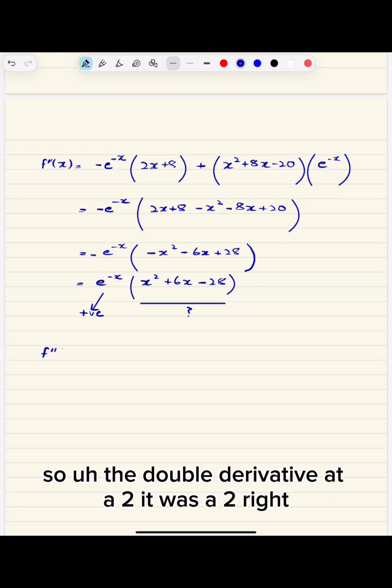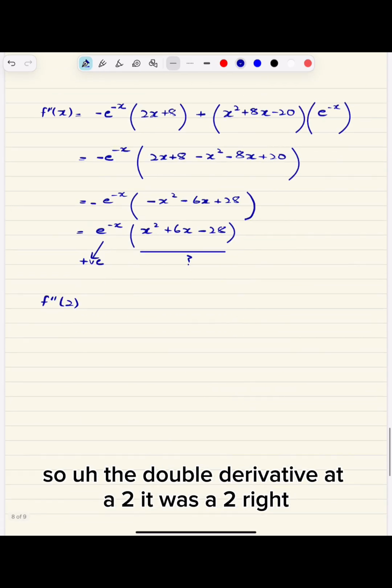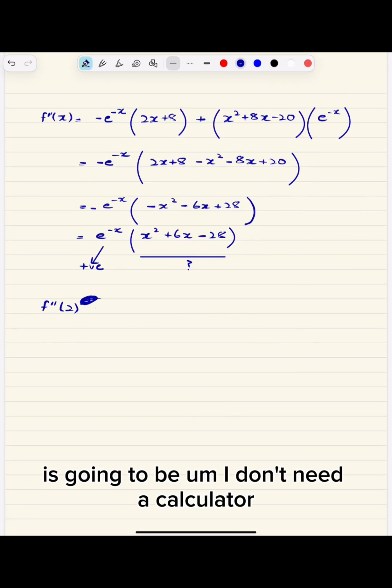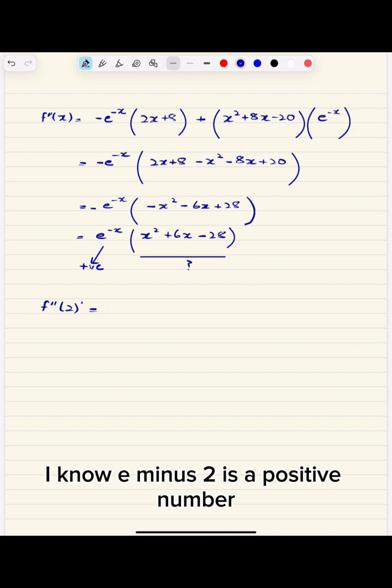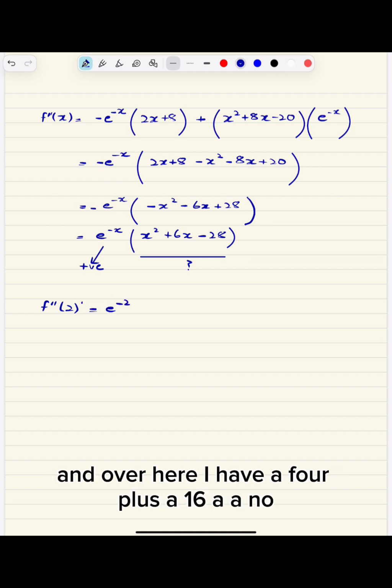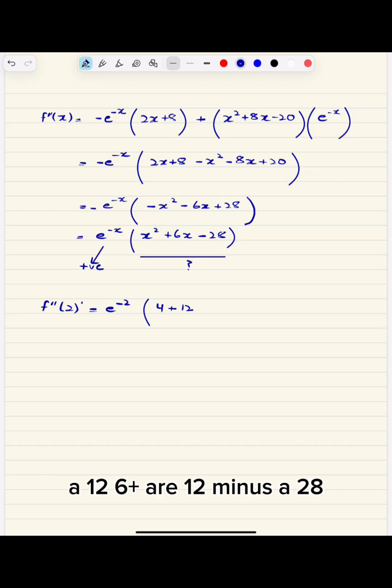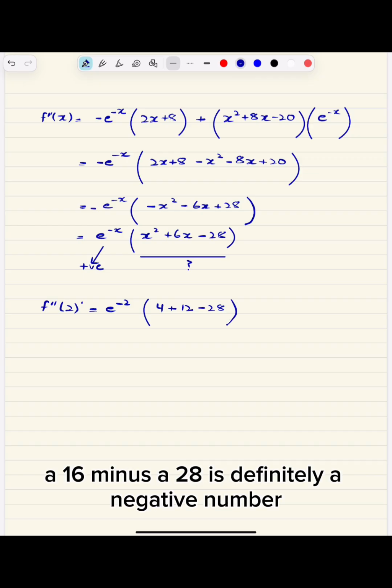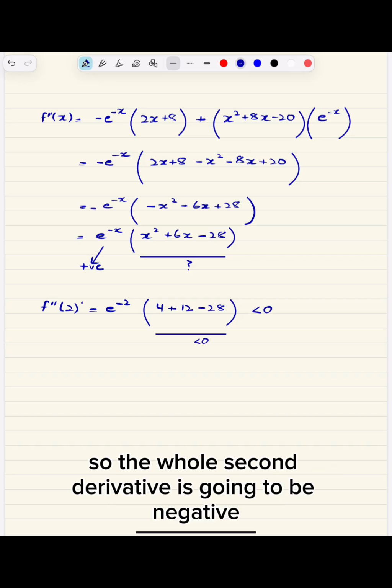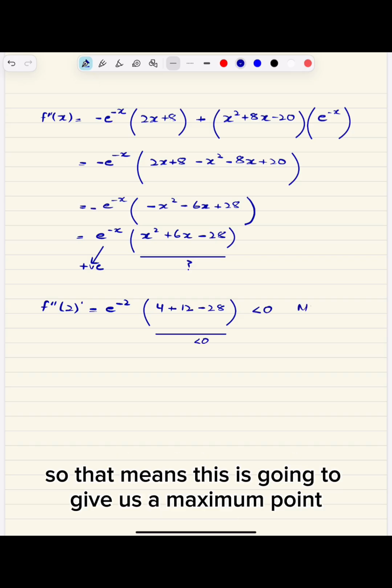So the double derivative at 2, it was 2, right, is going to be, I don't need a calculator. I know e to the minus 2 is a positive number, and over here I have 4 plus 16, no, 12, 6 2s are 12, minus 28. So yeah, 16 minus 28 is definitely a negative number. So the whole second derivative is going to be negative. So that means this is going to give us a maximum point.